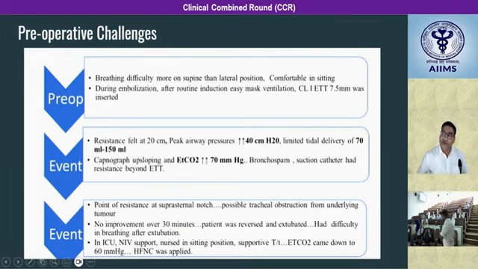As soon as we intubated, we could not negotiate the tube beyond the 20 centimeter mark. There was a rise in the pressures. The tidal delivery was limited, the capnograph started rising. And then there was desaturation also occurring. So a point of resistance at the suprasternal notch, possible tracheal obstruction from underlying tumor, was thought.